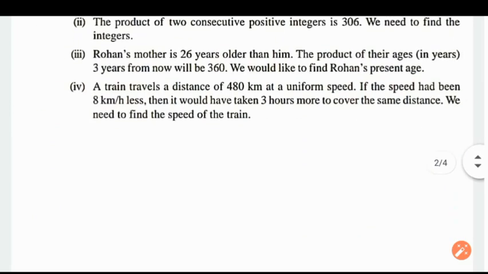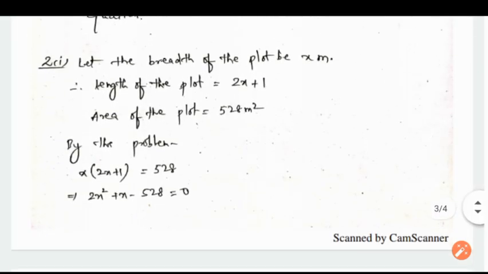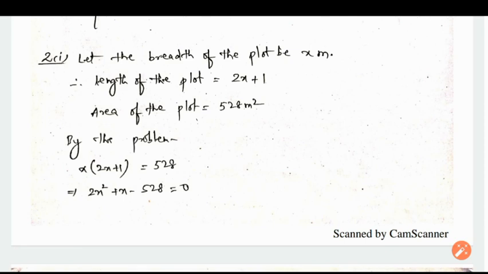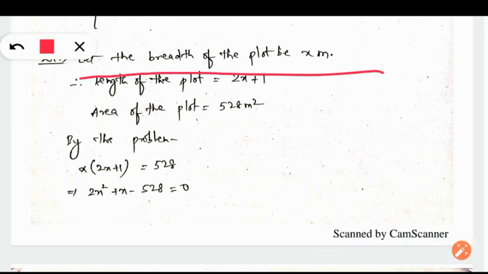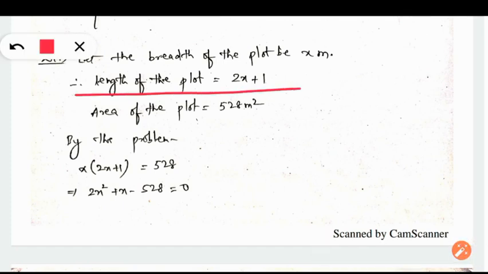So let's see how I have solved. Since in that question one statement was there that its length is 1 more than twice its breadth, I have taken, let the breadth of the plot be x meter. According to the question, what will be the length of the plot? It was written there one more than twice its breadth. One more means plus 1, twice its breadth means 2x. So it will be 2x plus 1 according to that statement.